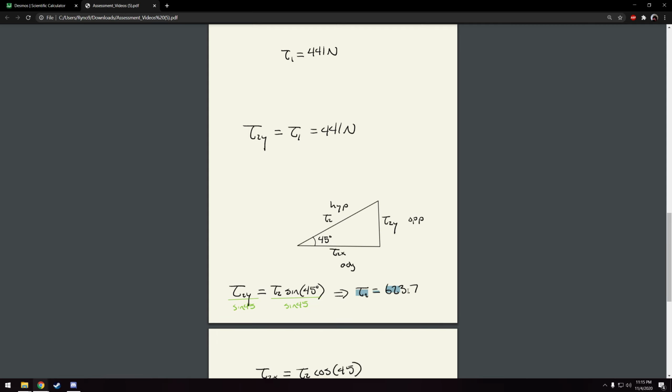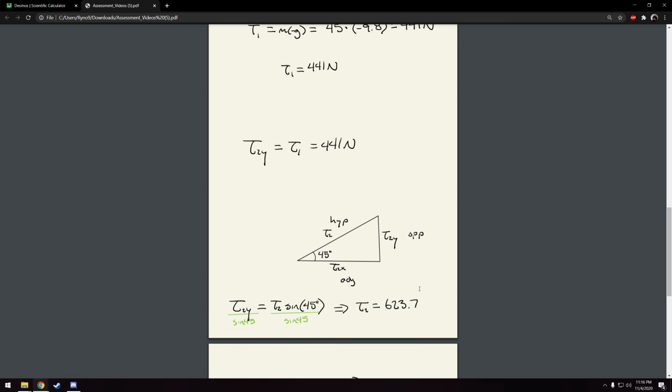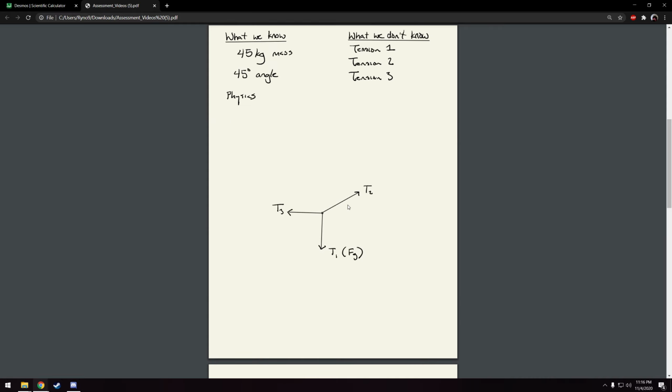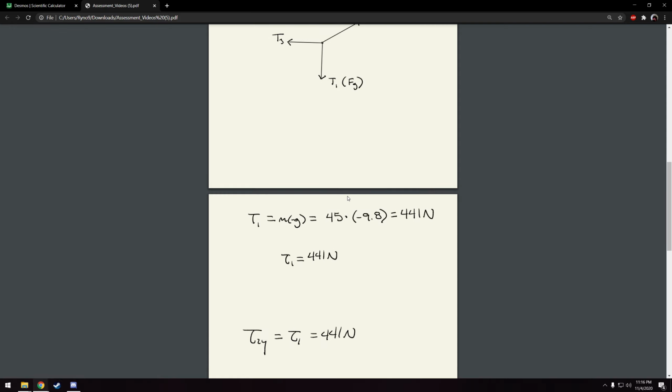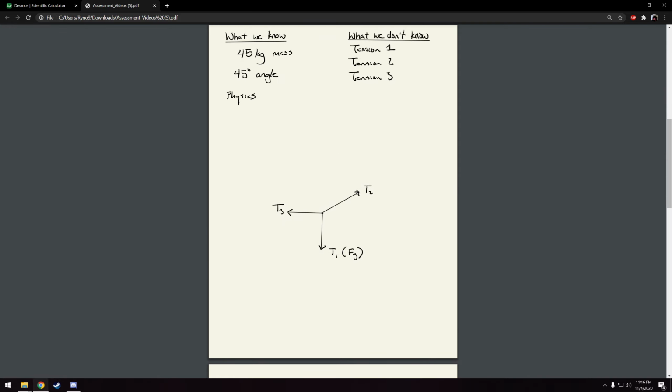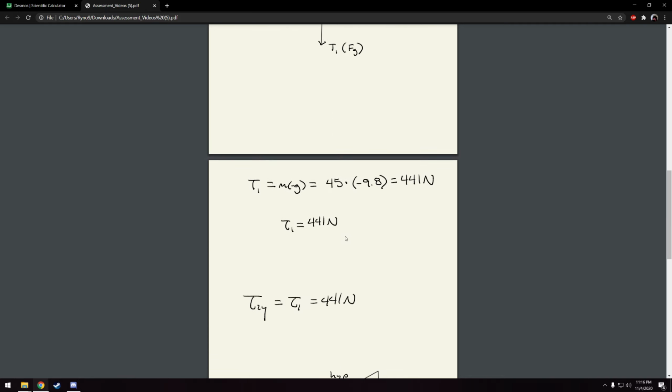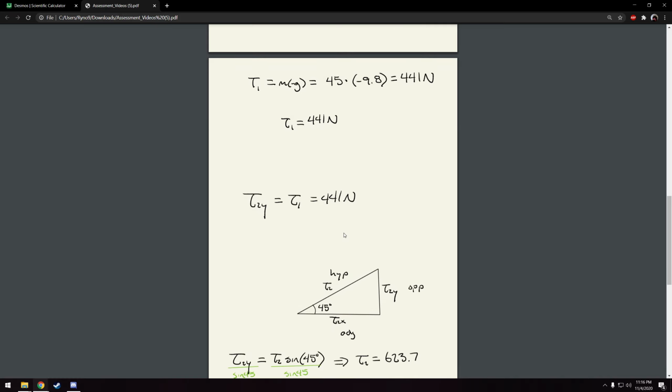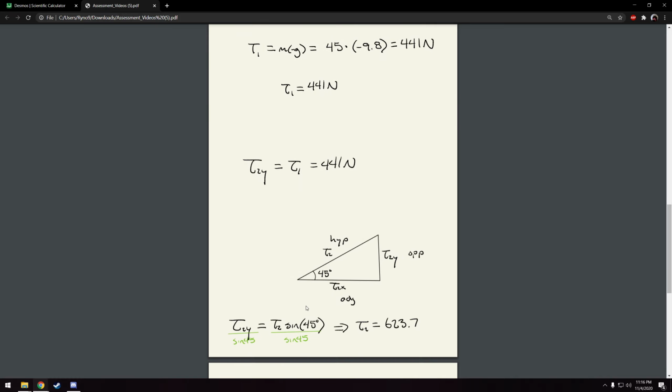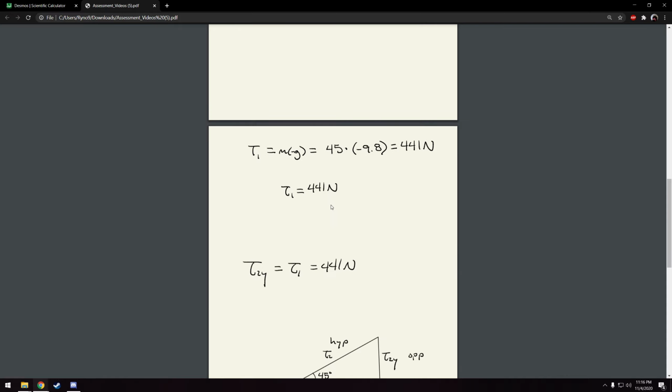And this number right here is going to be equal to this guy right here. So what that means is that 623 newtons of force are being pulled right here in order to balance out this y component of this T1 right here. Or in other words, this T2y is equal to this T1, which is equal to 441.